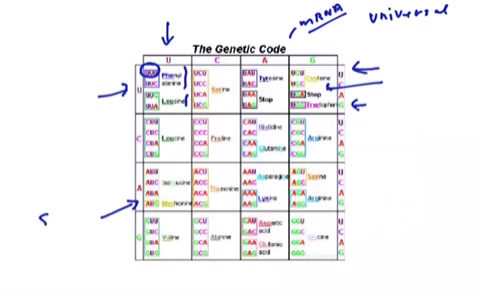So this is the start codon for any protein synthesis, AUG. The code is described as non-overlapping, and what that means is that triplet codons are read off in sequence.